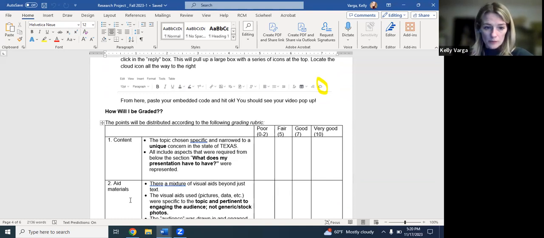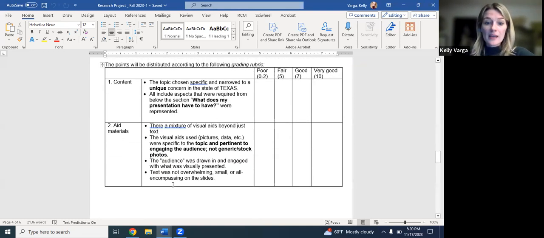It's pretty straightforward. The aid materials. This is a big one. What are you putting in? Are you just putting in stock images of a map of Texas? Are you just giving me stock images of trees, right? How well are you using your visual aids to sell the narrative of why this is a problem, right? Are you drawing me in through what you're presenting?